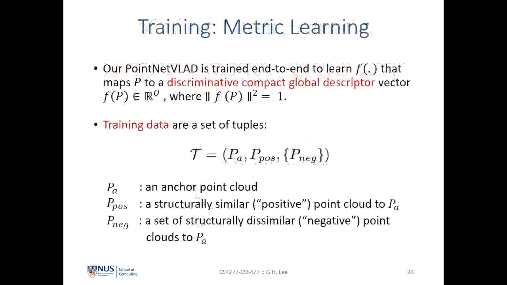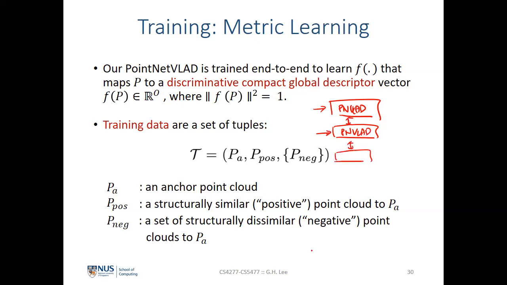The way to train this PointNetVLAD would be to use metric distance learning, because we are going to compare the similarity of two features. So what happens here is that you would have the same network, the same PointNetVLAD network. You will repeat it, so we'll have three of these. It's a triplet network, but they are all the same thing.